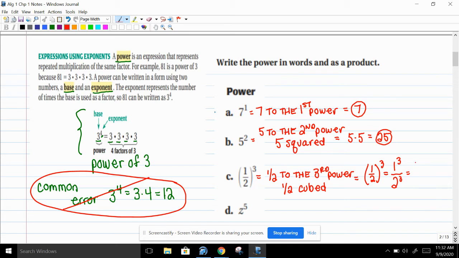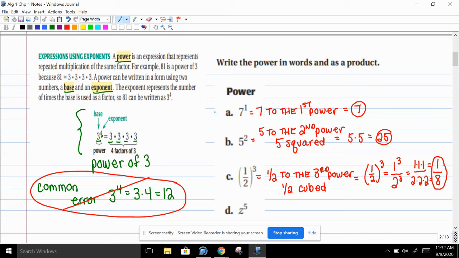So 1 to the 3rd power is 1 times 1 times 1, which is 1. Doesn't matter how many times you multiply 1 by itself, it's always going to be 1. On the bottom, you got 2 times 2 times 2. 2 times the first 2 is 4. 4 times that last 2 is 8. So the answer there is 1/8.